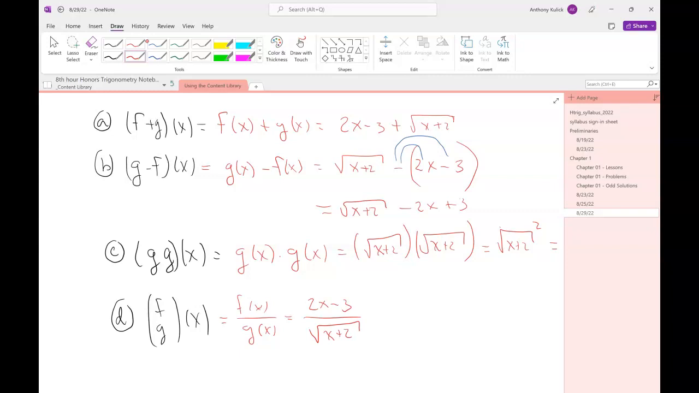Okay. If there's a variable under your radical, I don't need you to rationalize. If it's just numbers in your radicals, I expect you to rationalize. Deal? Okay. So I think this is fine the way it is.